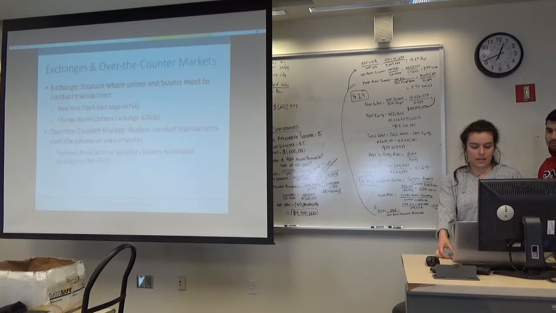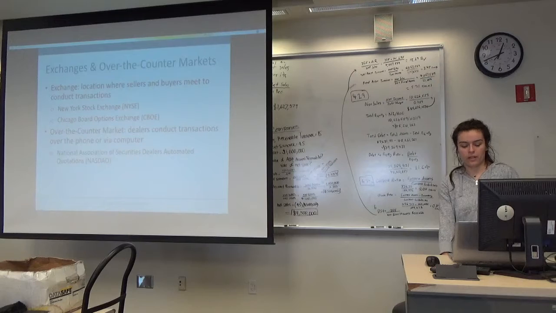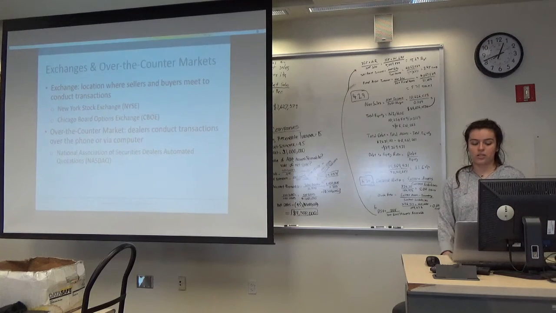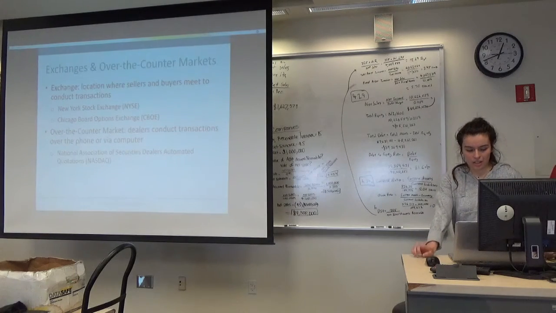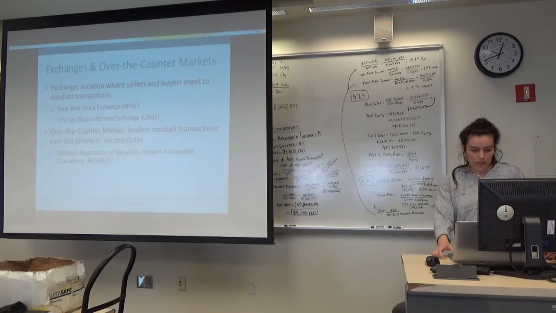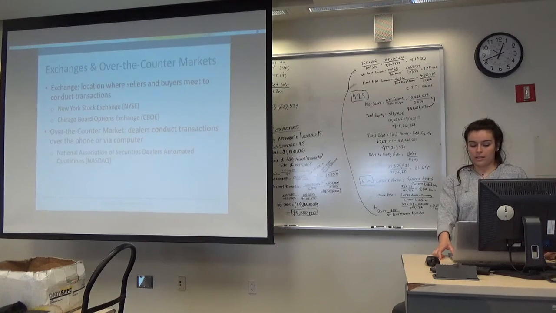And then there are exchanges and over-the-counter markets. An exchange is where the seller and the buyer meet to conduct transactions, just like the New York Stock Exchange or the Chicago Board Options Exchange. Over-the-counter markets are where dealers conduct transactions over the phone or via computer, for example, NASDAQ.